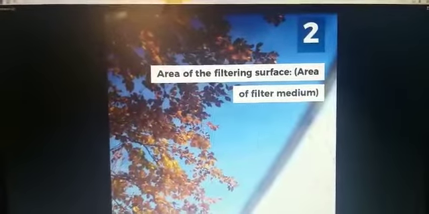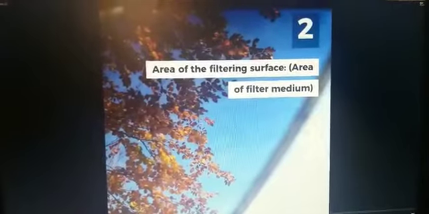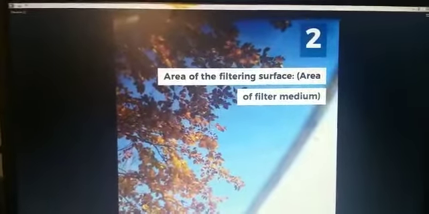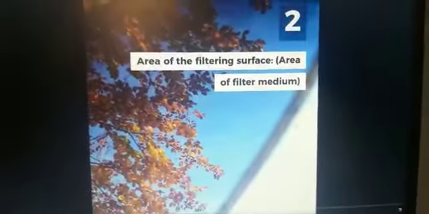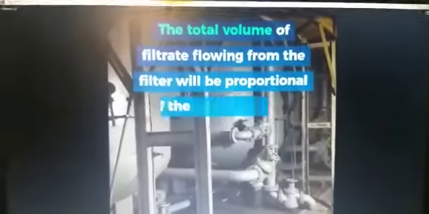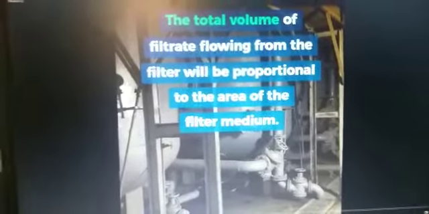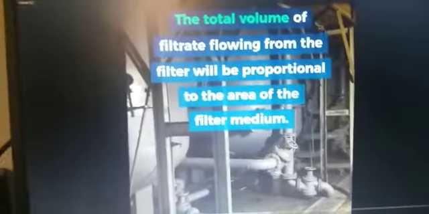So area is directly proportional to the rate of filtration and filtering media is playing a very important role. And volume of the filtrate collected is also proportional to the area of the filtering surface or area of the filtering media. As I told you, the total volume of the filtrate flowing from the filter will be proportional to the area of the filter medium. So this fact must be understood. So second and very important is area of the filtering media.